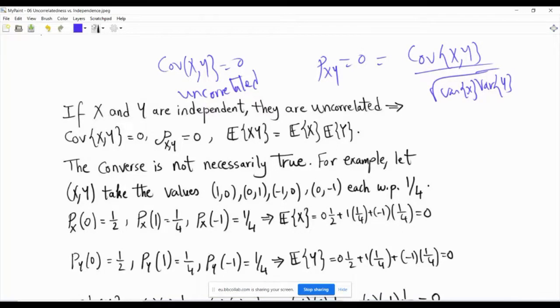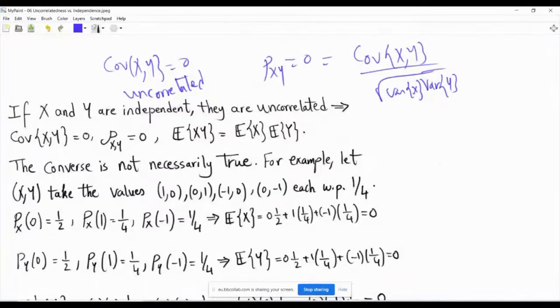Okay, so how do we show that the converse is not true? One way of showing it is just to provide one counterexample. So here is our counterexample. We have two random variables, x and y. Let's take both to be discrete. And this is the joint PMF of the two.